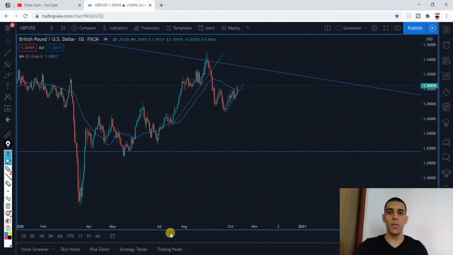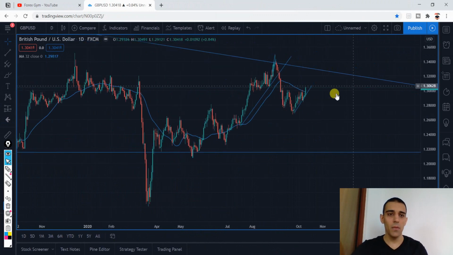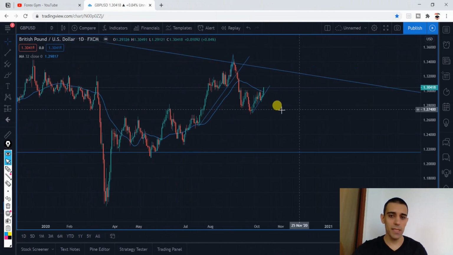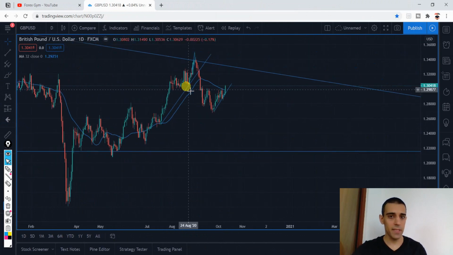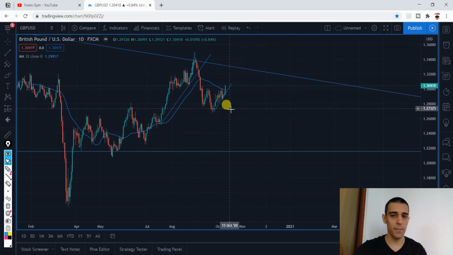Okay, now let's continue with the cable, or GBPUSD. Even though the cable and the EURUSD are highly correlated, there are big differences in here. I like the setup on the EURUSD, the way the price action is looking, more than on the British pound USD, but still there is potential.